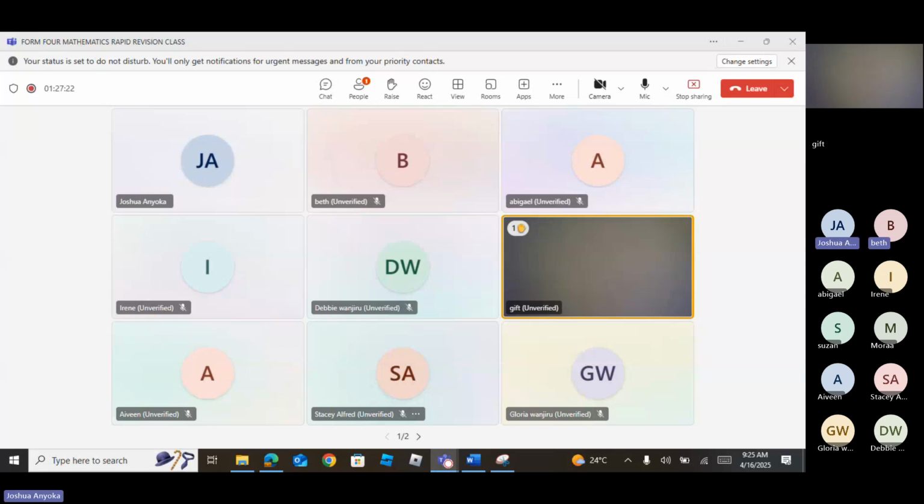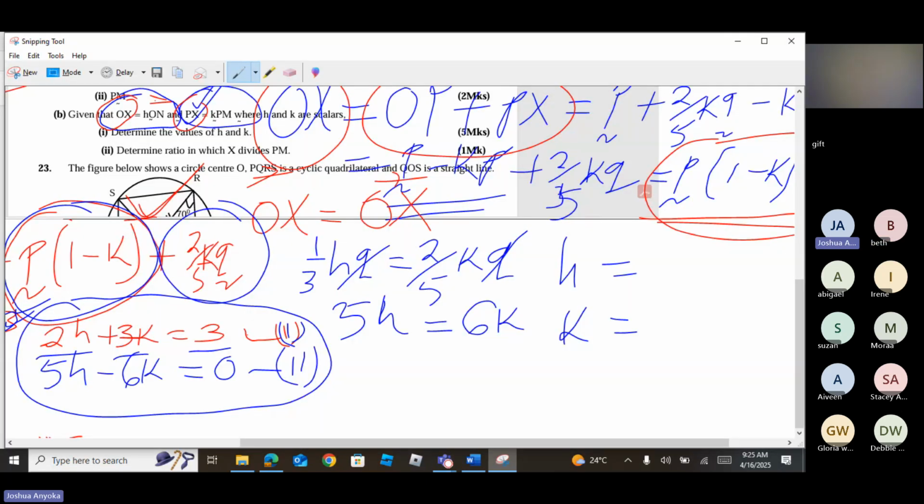K is 5/9. H is 2/3. No, if you have, sir, this one, K is 5/9, and then h is the other one, interchanged, isn't it? Yes.